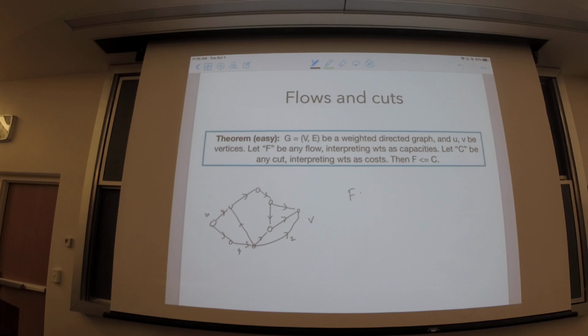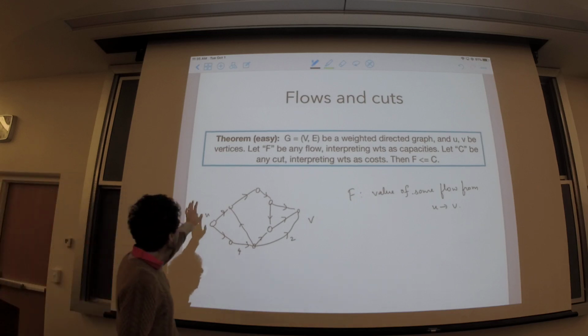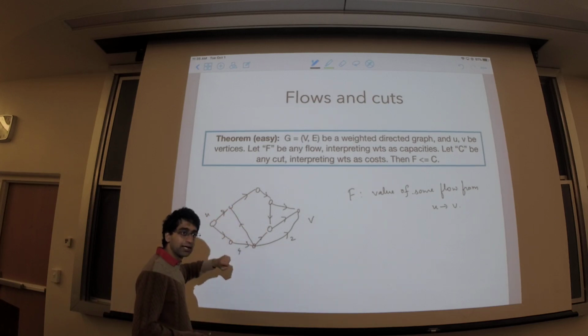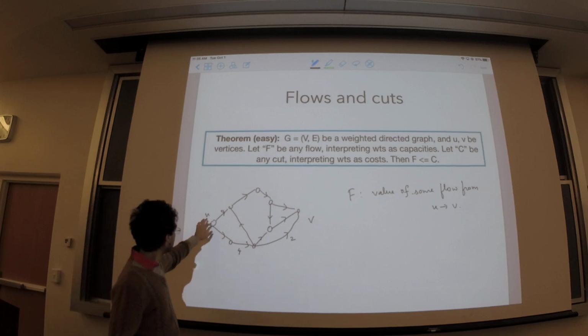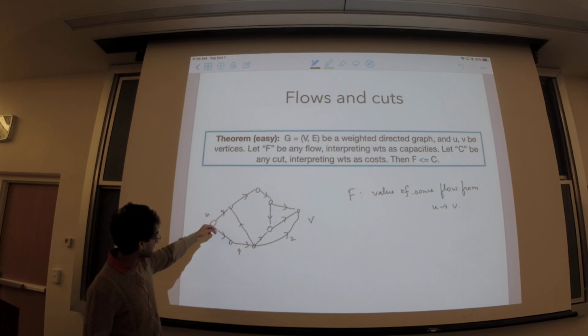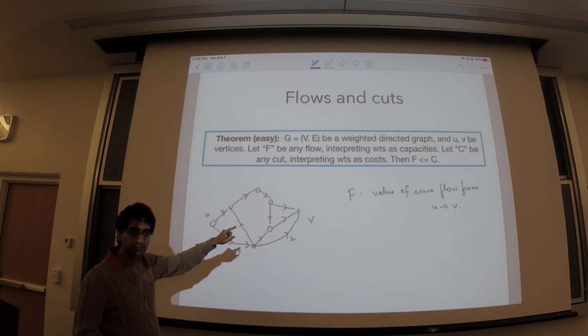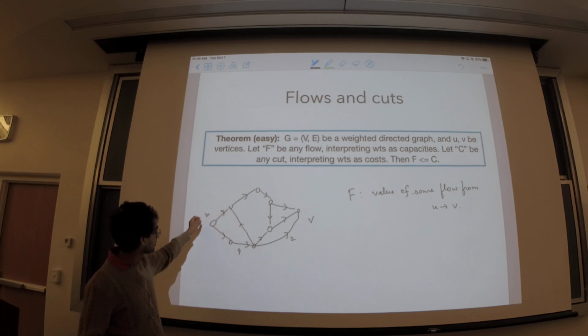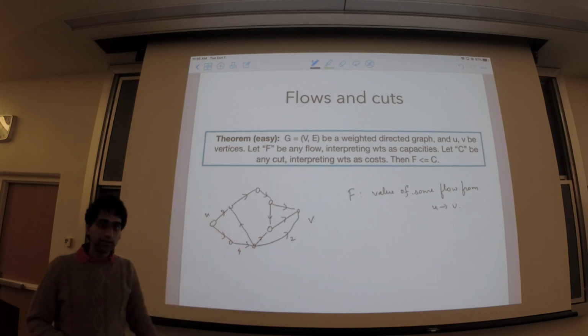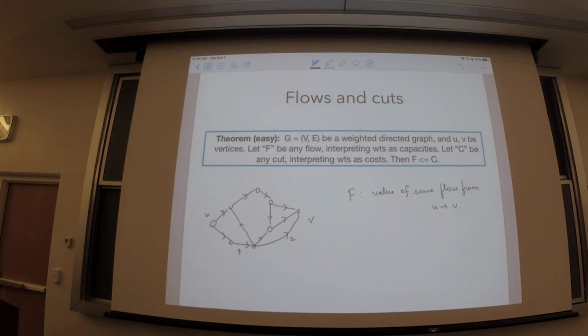So F is the value of some flow from U to V, when you interpret the weights as capacity. And the next thing is you interpret the weights as costs, for the min cut problem, and you find some cut, which is some set of edges, removing which disconnects U from V. So if you remove those set of edges, there's no way of going from U to V. And let C be the value of some cut.